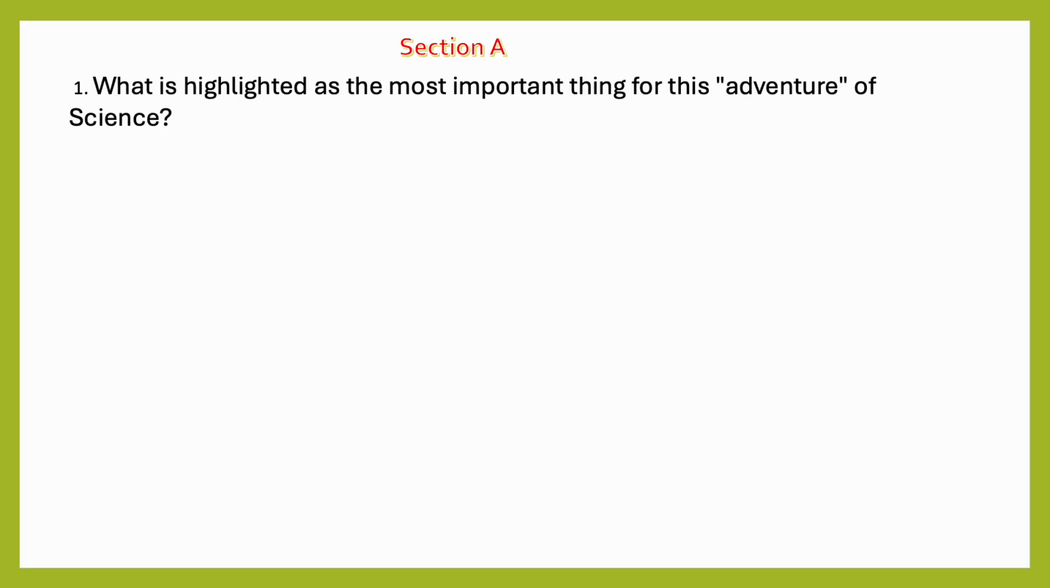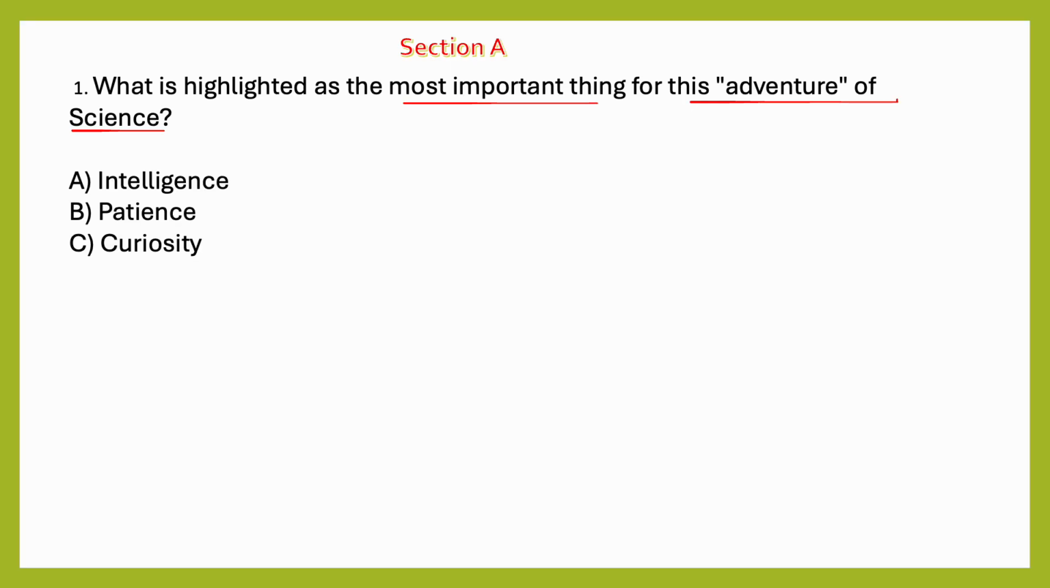Now we will see section A. What is highlighted as the most important thing for this adventure of science? Options are intelligence, patience, curiosity, hard work. Which is the correct answer? Curiosity. Curiosity is highlighted as the most important thing for the adventure of science.